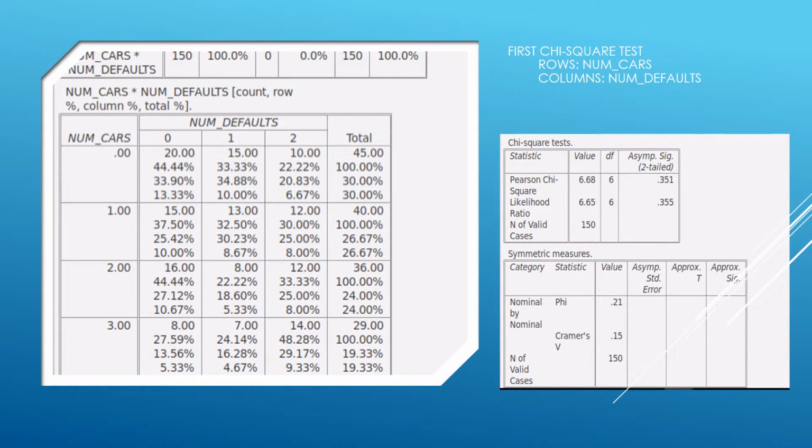In our first chi-squared test of numbers cars and number defaults, we looked at the data and we imported it into PSPP, and it gave us a chi-square value of 6.68 and a degrees of freedom of 6 and a p equals 0.351 with a number of valid cases 150. And Cramer's V showed the relationship as a 0.15, which is very weak.